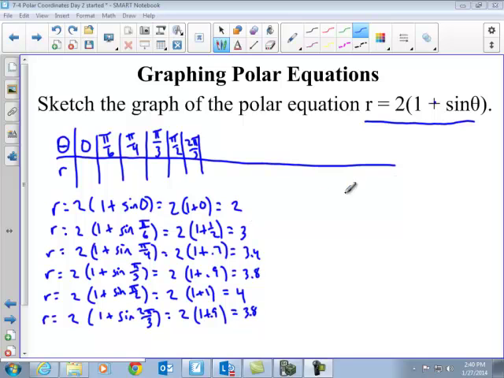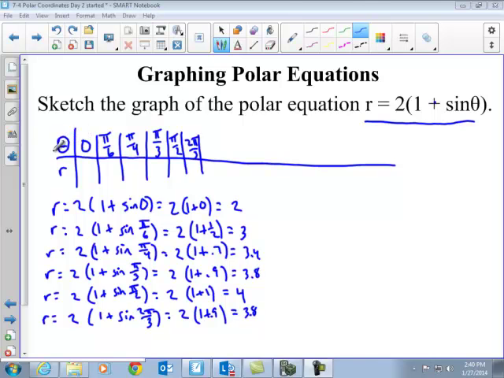What you see here is a lot of information that I wrote down previously, before you were watching. I'm going to graph this equation, r equals 2 times the quantity of 1 plus the sine of theta. In order to do that, I have started plotting some of these angles. So I've got a table of values here.